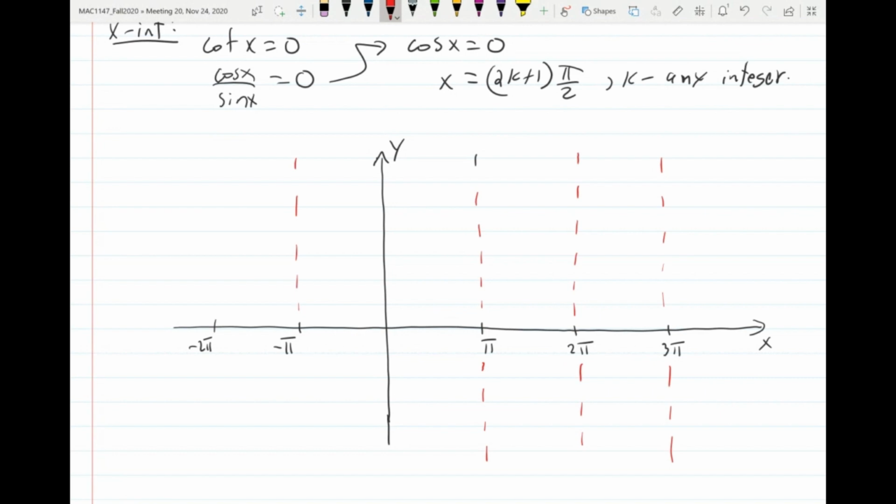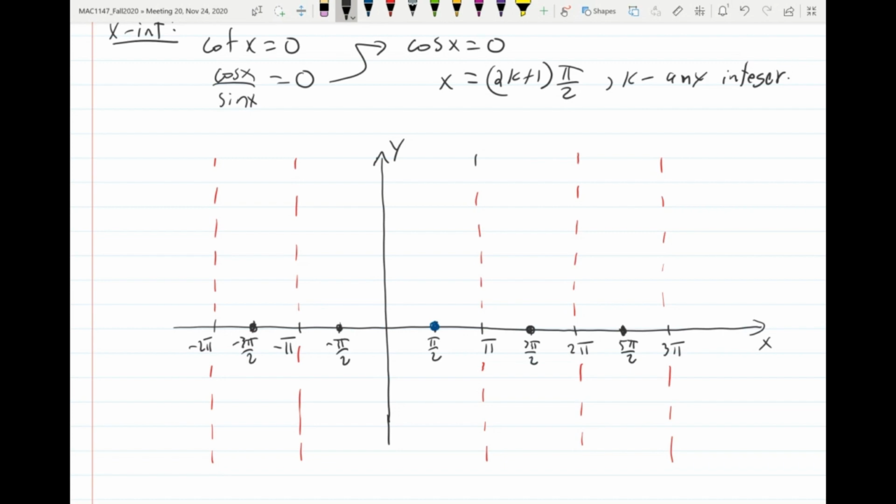And then the main cycle, we're going to have it between 0 and pi, because now the intercepts are going to be odd multiples of pi over 2. So they will happen at pi over 2, 3 pi over 2, 5 pi over 2, and so on. And then here, negative pi over 2, negative 3 pi over 2, etc.